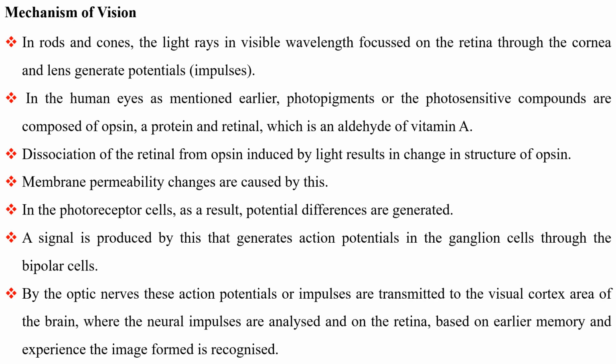By the optic nerves, these action potentials or impulses are transmitted to the visual cortex area of the brain, where the neural impulses are analyzed, and on the retina based on earlier memory and experience the image formed is recognized.